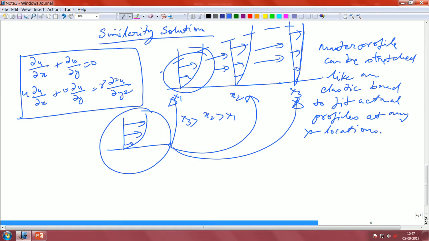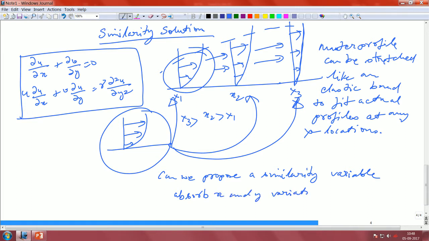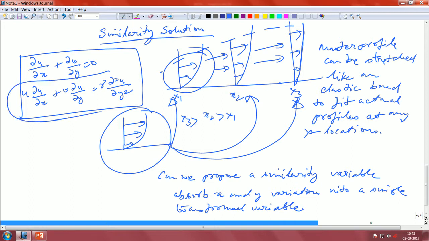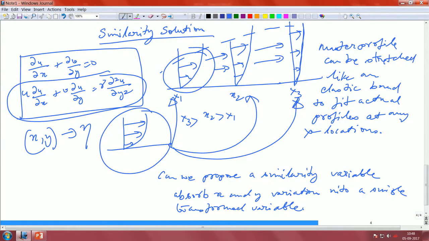So, in other words, we propose what we call a similarity variable. What should the similarity variable do? It should absorb x and y variations into a single transformed variable. Or in other words, if you look at the PDEs like this, we can convert these PDEs to an ODE, because the x and y dependence, essentially x comma y, is merged into a single variable, say eta.